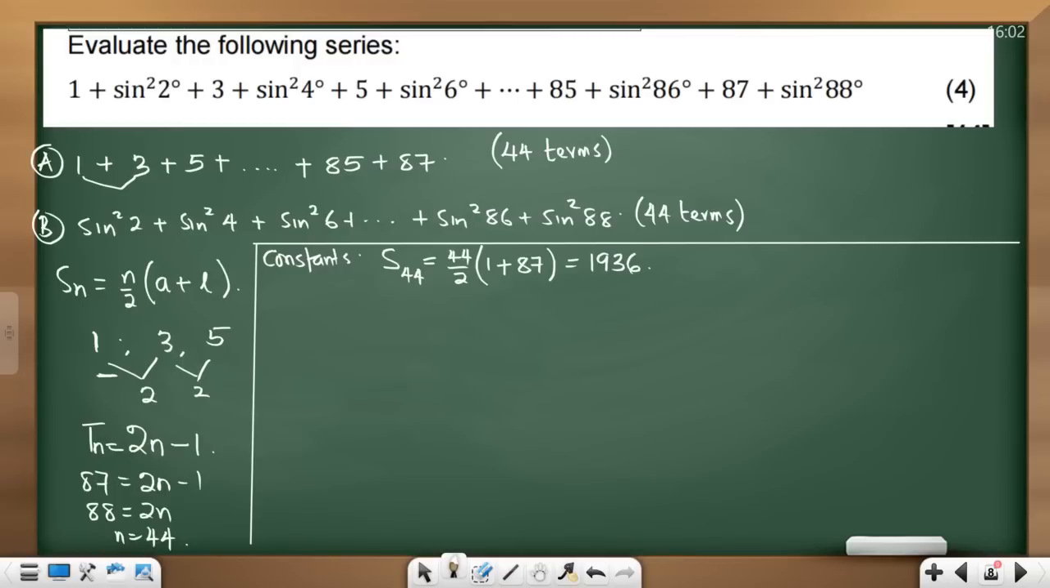Okay, beautiful. Check this. Sine squared 2 plus sine squared 4. All right, watch this. Sine squared 6. This is an even number of terms. If I were to continue, I want to do something for you. I hope you remember your co-functions. Sine 88 is the same as cos 2. Why? These are complementary. When I add them, I'm going to get 90.